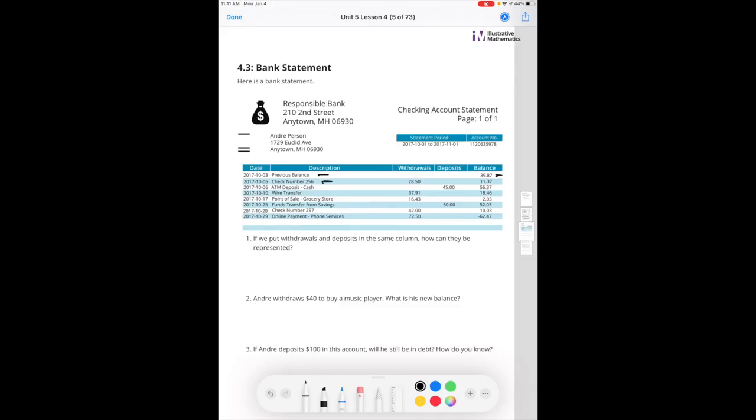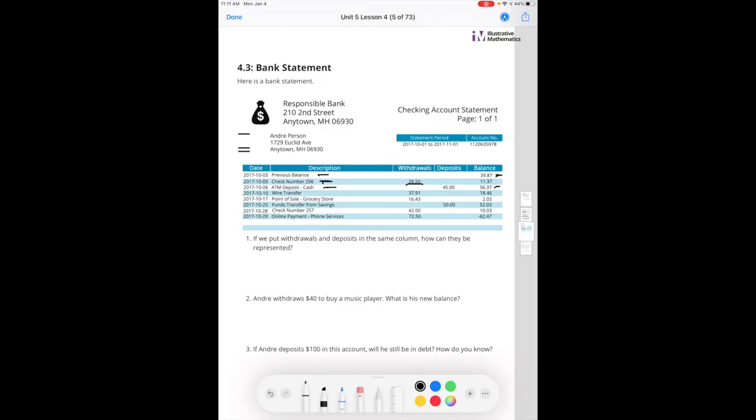On October 5th, he wrote a check for $28.50. So that's under the withdrawal column because that's coming out of his account. He's paying that amount. So now his balance is $11.37. Then on October 6th, he made a deposit of $45, which means he's putting money into his account, which makes our balance go up.